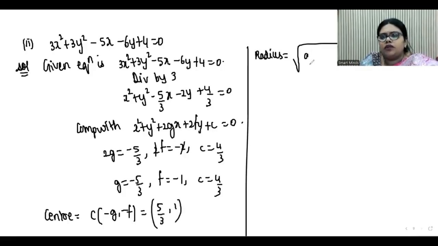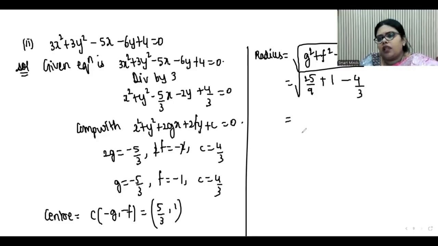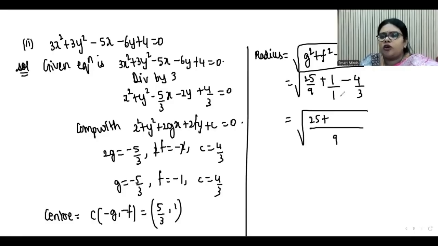Radius is root over g square plus f square minus c. That is root over, what is g square? 25 by 9 plus what is f square? 1 minus what is c? c is 4 by 3. Now LCM of 9 and 3 is 9. So this is 25 plus. Here there is no denominator, that means 1 is the denominator.